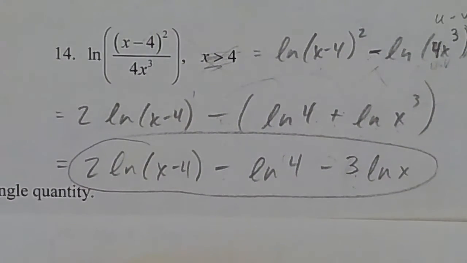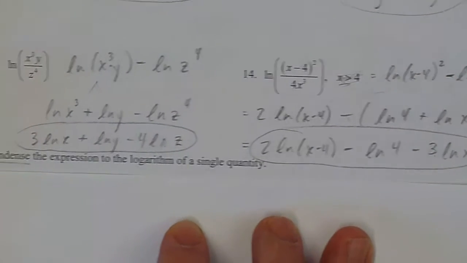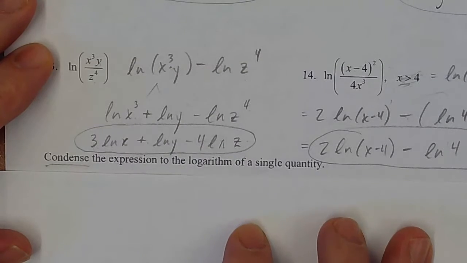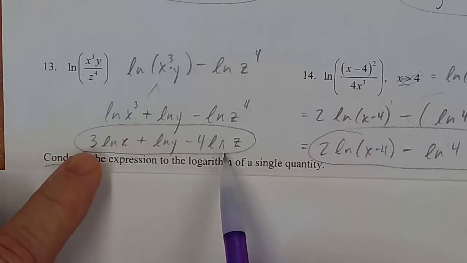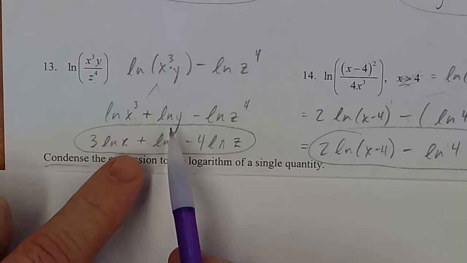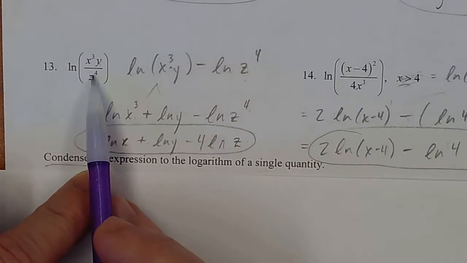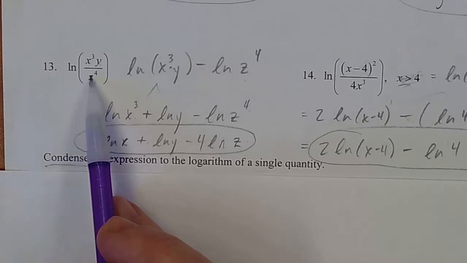All right, let's take a look at the next set of problems. Now we're asked to condense these. So we're going to go backwards. Just look at 13 as an example. If you have this, to condense it, we want to backtrack and put it back in this form. Once again, just a way to practice these properties and get them down.